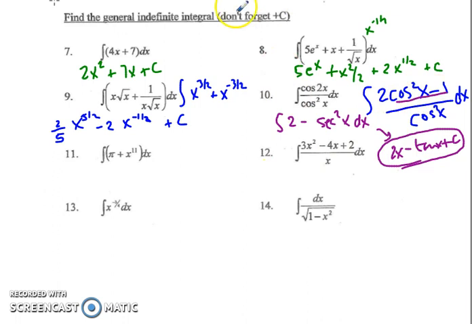All right, for number 11, let's see, pi integrates to just pi times x, and x to the 11th integrates to x to the 12th over 12. Don't forget your plus c.